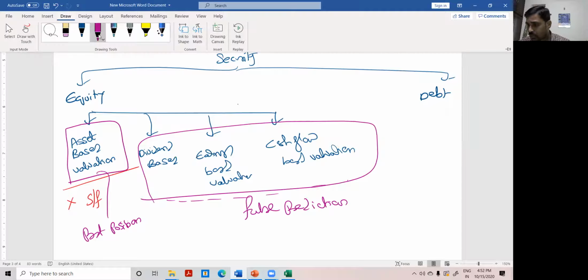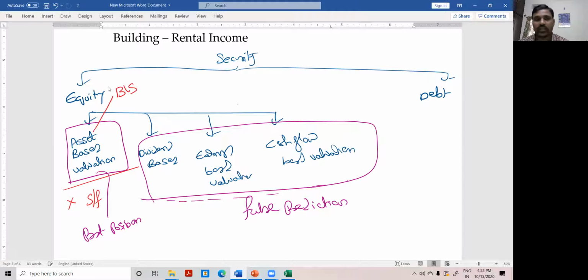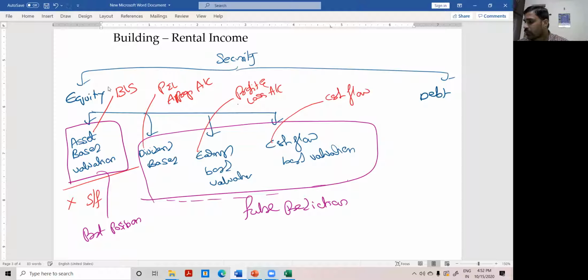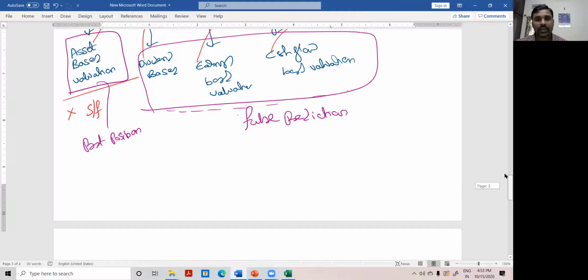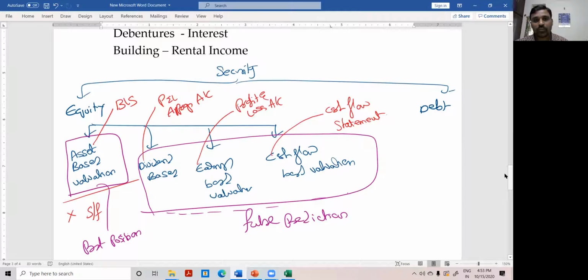Okay, right. I'll give you a simple logic to remember these methods of valuation. Asset-based valuation comes from the balance sheet. Dividend-based valuation comes from the profit and loss appropriation account. Earnings-based valuation comes from the profit and loss account. And cash flow-based valuation comes from the cash flow statement. So based on different financial statements, we use different valuation methods. Asset-based valuation is readily available because it is the present position, whereas dividend-based, earnings-based and cash flow-based valuation are future predictions and more complicated.